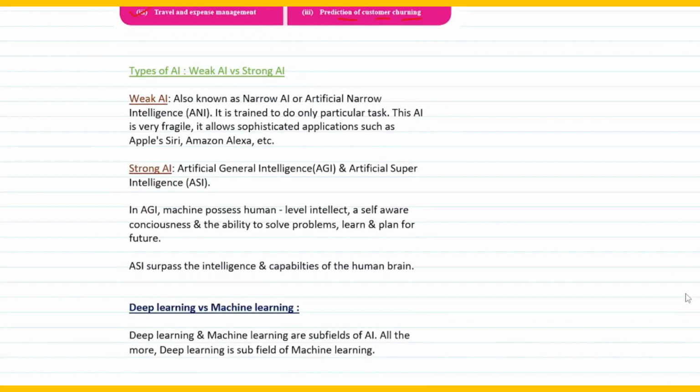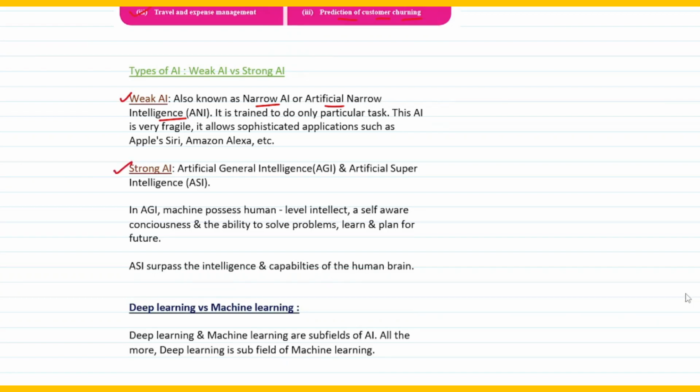So the two types of AI you have are basically weak AI and strong AI. Now what exactly is a weak AI? Also known as narrow AI or artificial narrow intelligence, what you call an ANI, right? So AI can be classified into two types. One is called narrow AI or artificial narrow intelligence, and the second one is called strong AI. Let's discuss weak AI first.